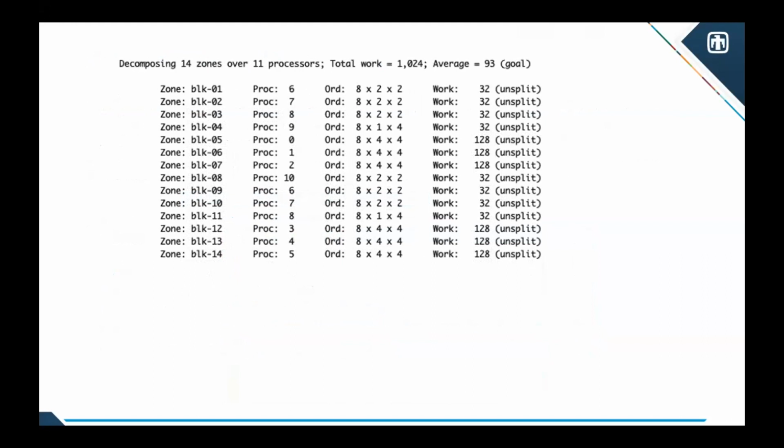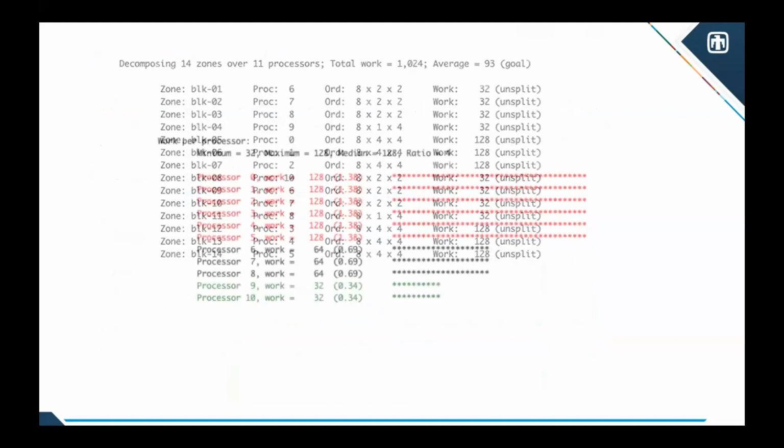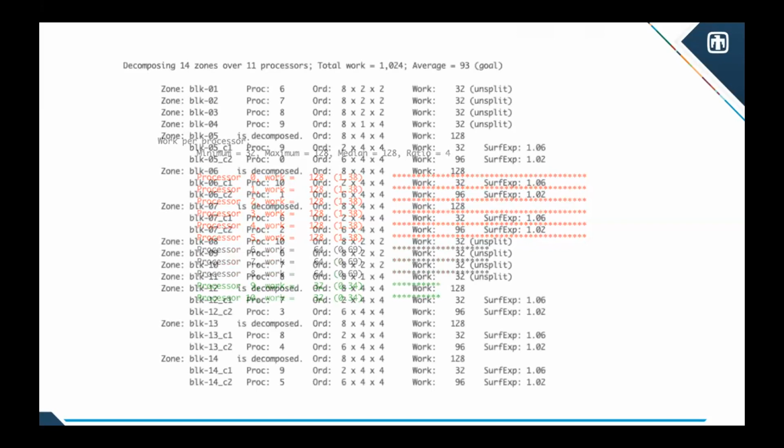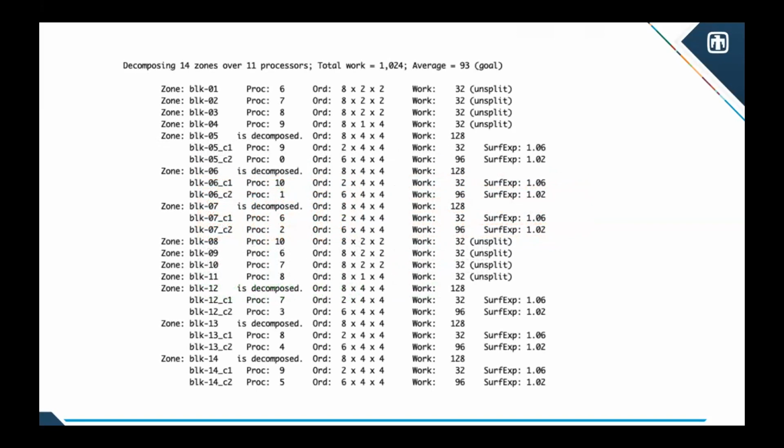This is sort of one mesh we started with. It has 14 zones over 11 processors. So it basically just tries to assign these all in. And if you look at the histogram, it's not very good. The maximum work on a processor is 128, the minimum is 32, so that's a ratio of 4:1.